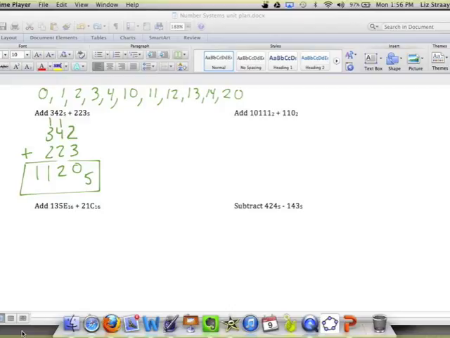So to add in binary, the only numbers that exist in binary are 1s and 0s. So 1 plus 0 is 1. 1 plus 1 is 2, but 2 doesn't exist. So that's a 1, 0. 1 plus 1 plus 1 is a 3, but 3 doesn't exist. So that's a 1, 1.